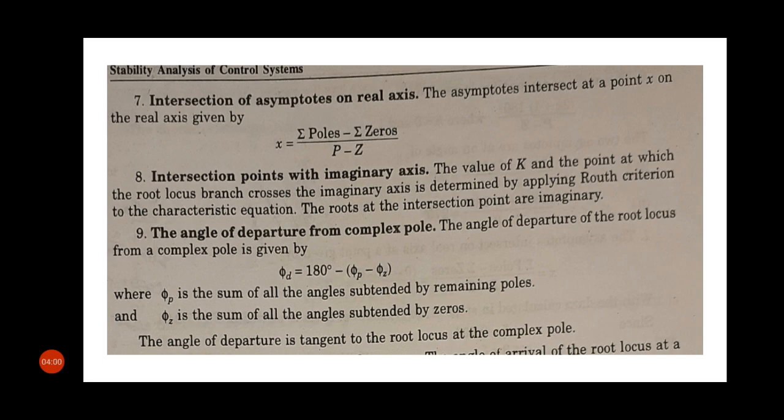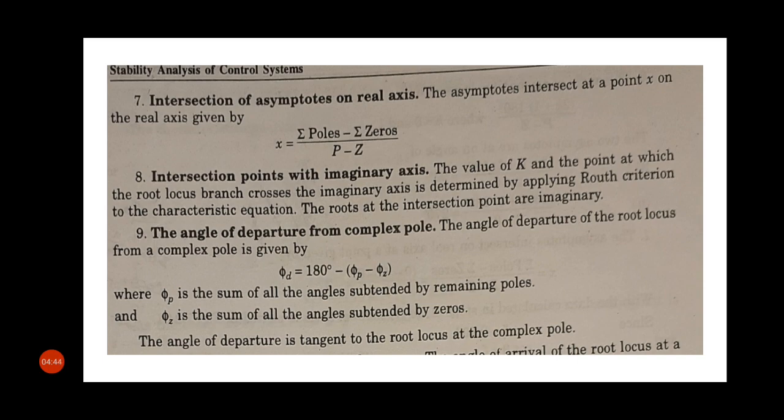Now see the seventh point. The seventh point is the intersection of the asymptotes on the real axis. The asymptotes intersect at a point x on the real axis given by x equal to the sum of poles minus the sum of zeros, divided by p minus z. For the sum of poles we consider only the real parts of the poles, and for the sum of zeros we consider only the real parts of the zeros. No complex part, only consider the real part.